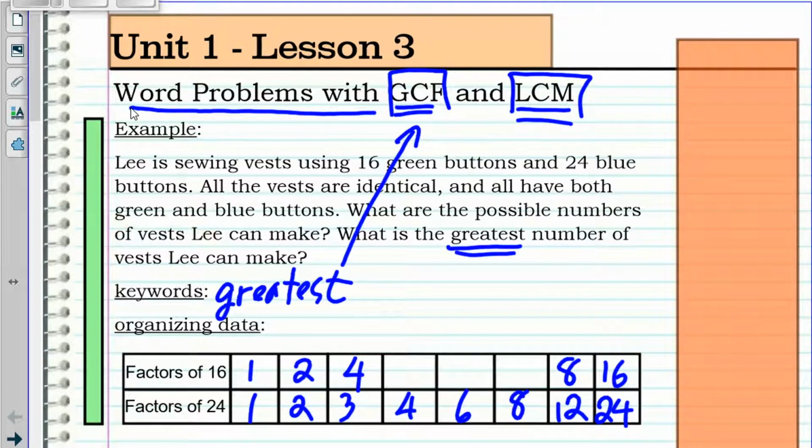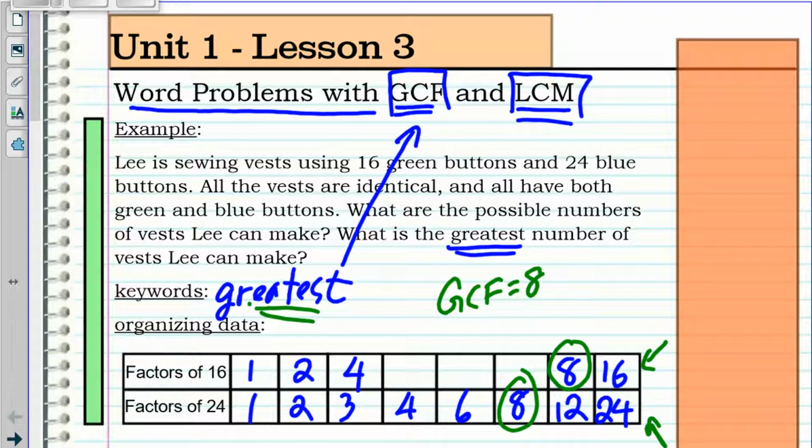Now, having done that in class, can you identify between 16 and 24 what is the greatest common factor? In other words, what's the list of factors that they both share? Is it 1? Is it 2? Is it 4? Or is it 8? That is the largest. So what's the largest factor they share? Well, it's 8. So the greatest common factor here is 8. Now, here's the problem. Does that answer the question? How many vests can Lee make?